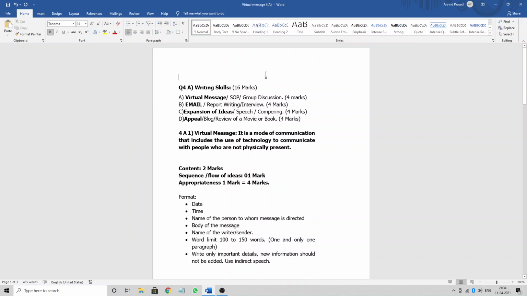In 4A you have 3 options, 4B you have 3 options, 4C you have 3 options as well as in 4D you have 3 options.